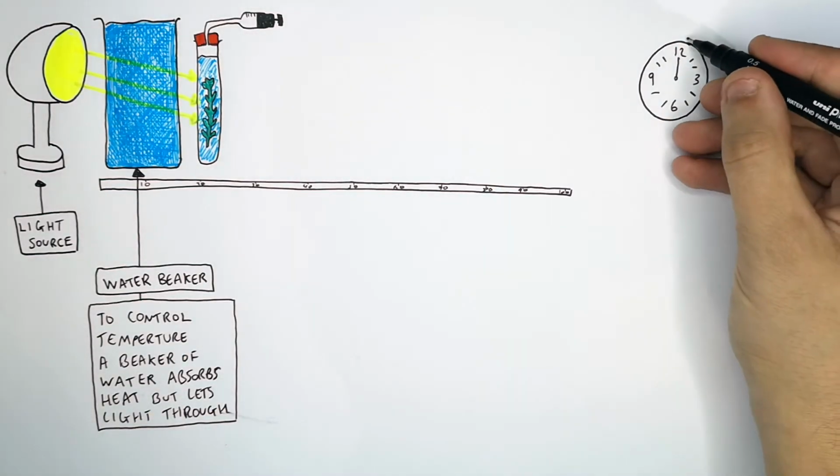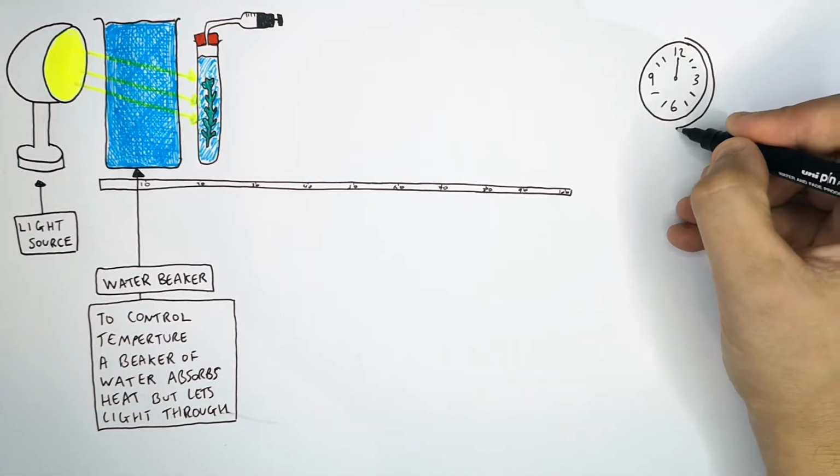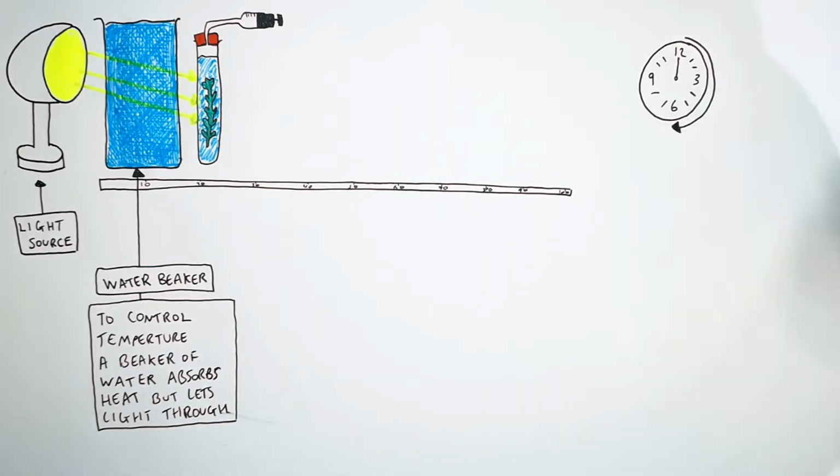We leave each boiling tube with pondweed in it to run for the same amount of time. So we leave it for the same amount of time. This is another control variable.